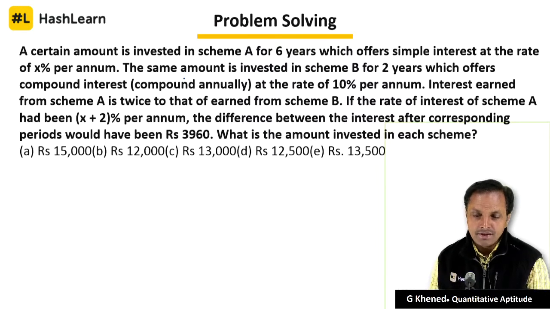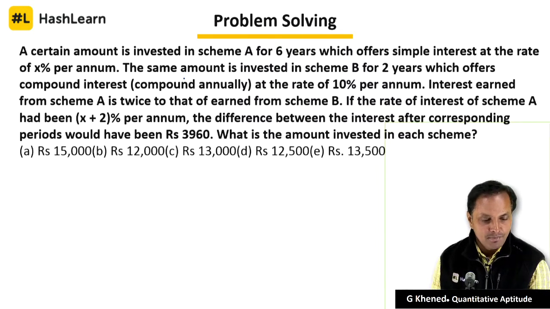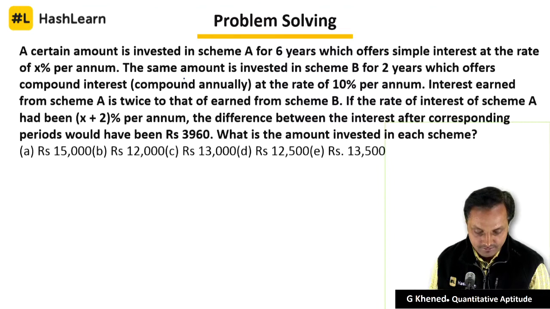If the rate of interest of scheme A had been X plus 2% per annum, the difference between interest after corresponding periods would have been 3,960 rupees. What is the amount invested in each scheme?